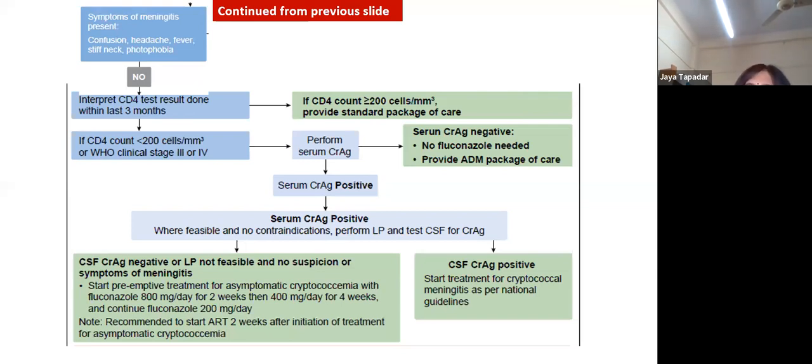But if the serum CrAg is positive and the CSF CrAg is negative, then you give the preemptive treatment for 12 weeks, that is 800 milligram for 2 weeks, 400 milligram for 8 weeks. Okay, and then continue at the prophylaxis.